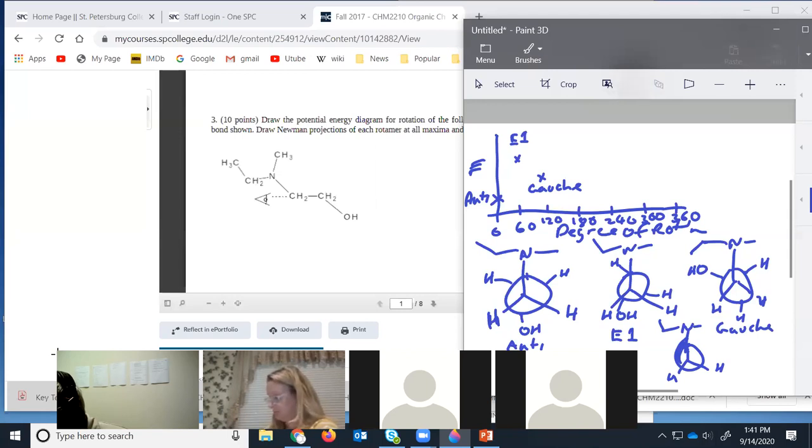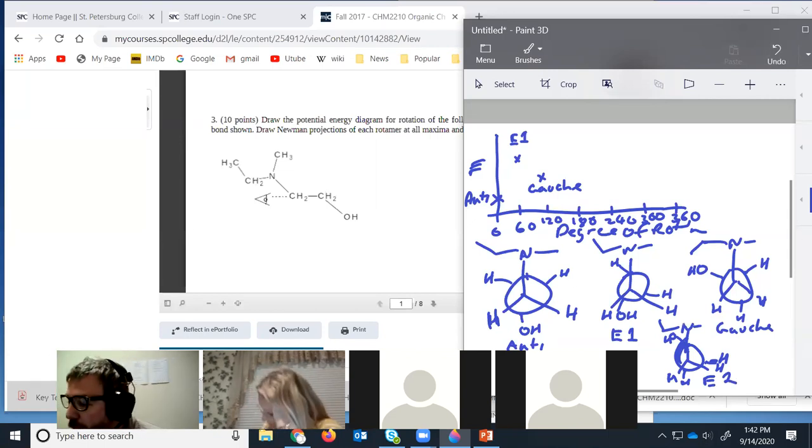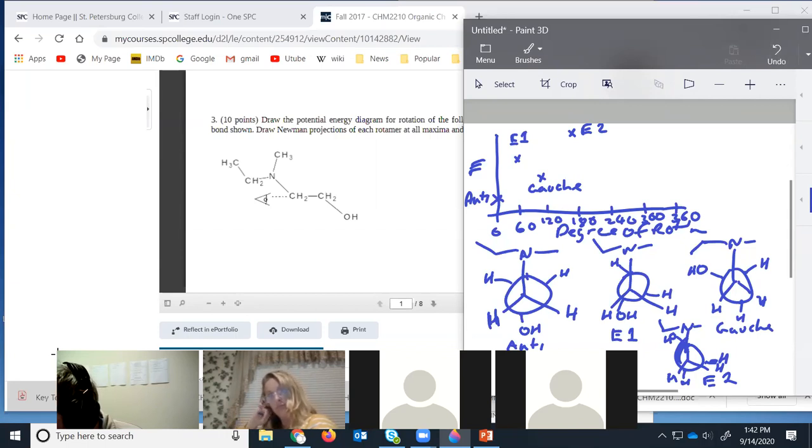This is going to be what I'm calling E2, where the OH and the nitrogen group are eclipsed. And that's going to be higher than the E1 even. That's what it's going to look like. That'll be 180 degrees. Now, the rest of it is just mirrored from that point. It goes back to gauche and back to E1, and then back down to anti. So it looks like this.